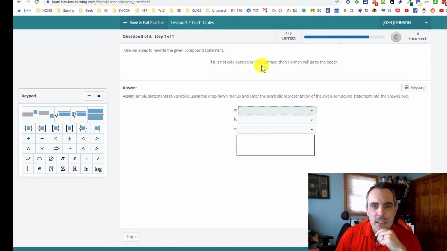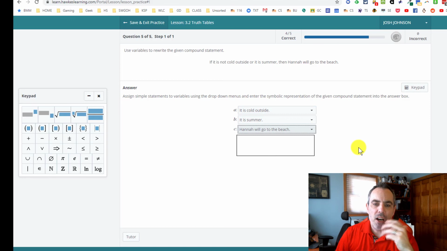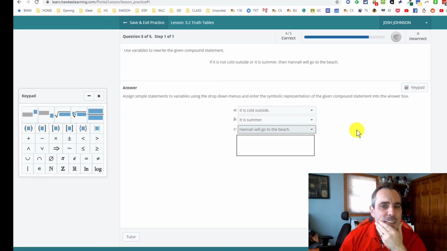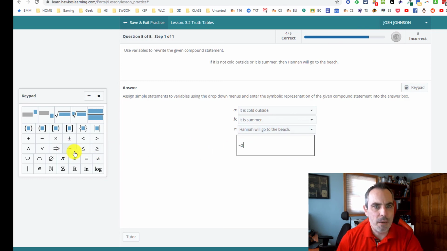And the same thing for something that's a little bit more complicated. It is cold outside, it is summer, Hannah goes to the beach. Those are the three things. It is cold outside, it is summer, Hannah will go to the beach. Now I have to start thinking about this logically and say, well, if it is not cold outside or it is summer, that's the first part, one of those things. So if it is not cold outside or is summer, so not cold outside is the opposite of A. So let me just start filling this in. The opposite of A, or it is summer, or is the upside down V, and summer is B. So this part says it is not cold outside or it is summer.